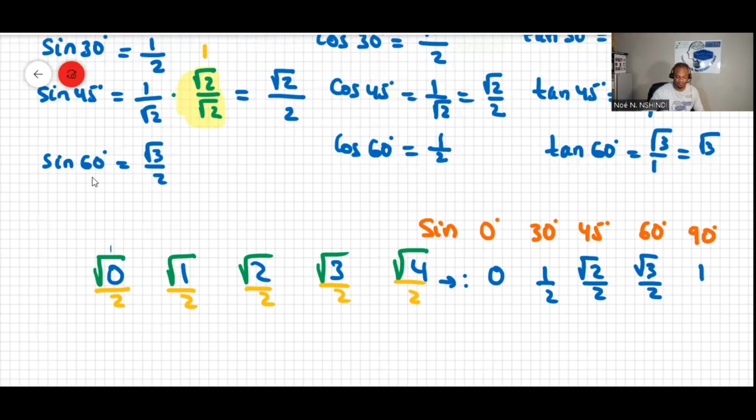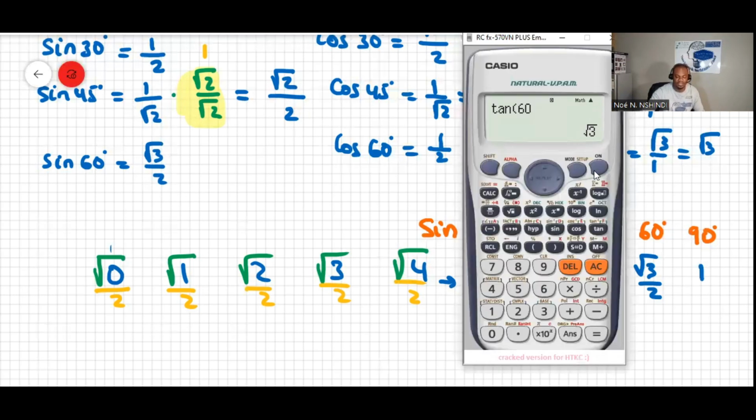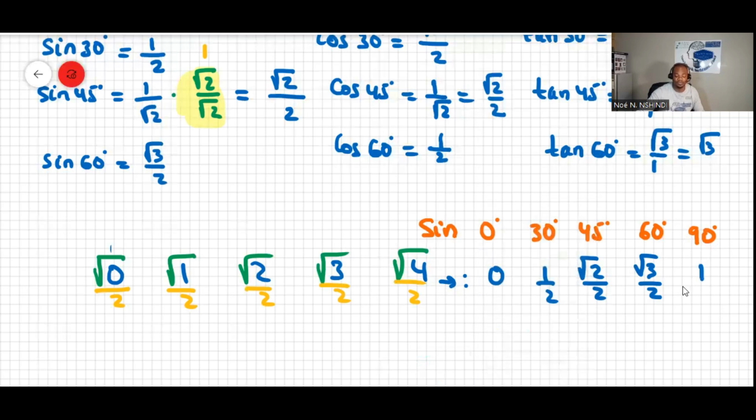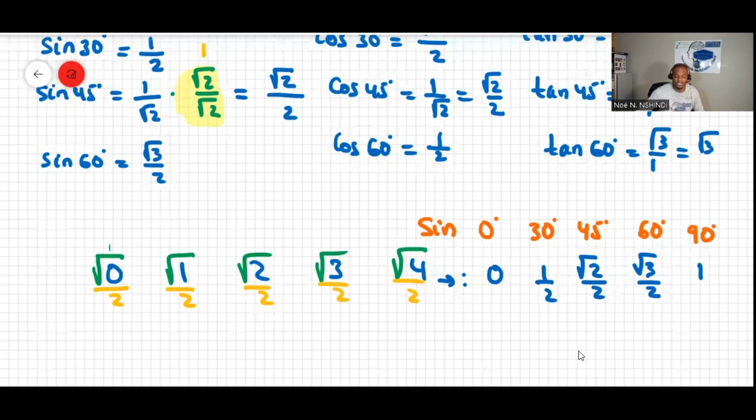You can check it yourself here in the calculator. Sine of 90 degrees is equal to 1. You see? So those are the values of the special angles for sine. Now, what else can I do here?